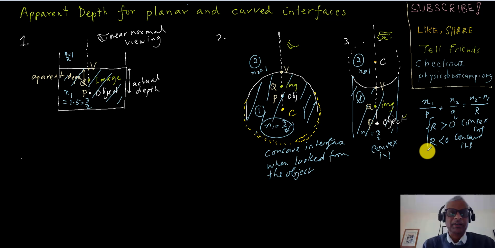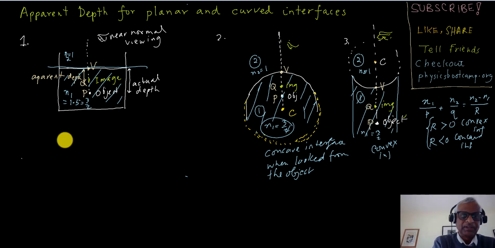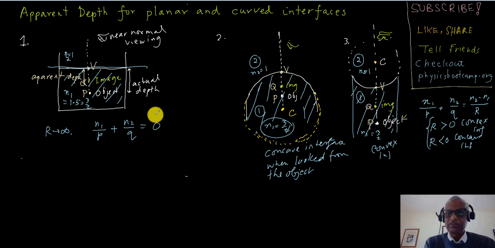And the way we look at the plane interface is that r goes to infinity. How do you get this plane interface? Well, we look from there as if the radius of this is infinite. So r goes to infinity. In this formula, you can see n1 over p plus n2 over q equals 0. So we can use the same formula in all three cases. All right, so let's do them out.